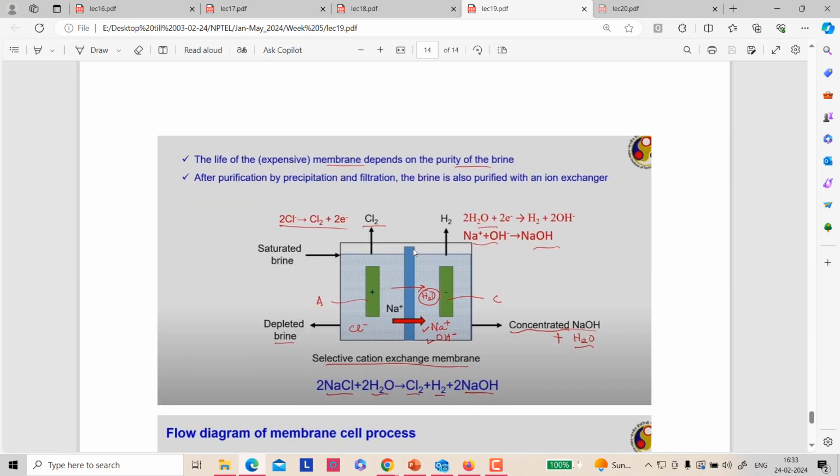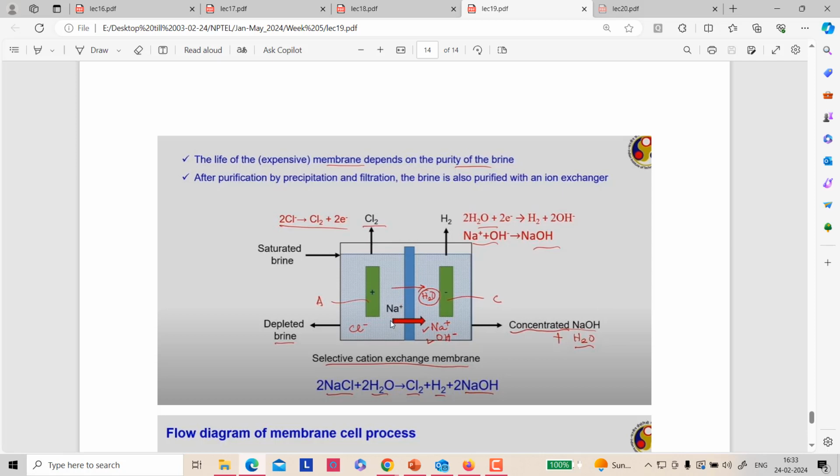And the last one is the membrane cell method. Here only the cation can travel through this exchange membrane. So we are supplying NaCl or saturated brine in the chamber, and here Cl minus is produced. Here mainly hydrogen is produced. But as this is a cation exchange membrane, H plus can also come into this region.